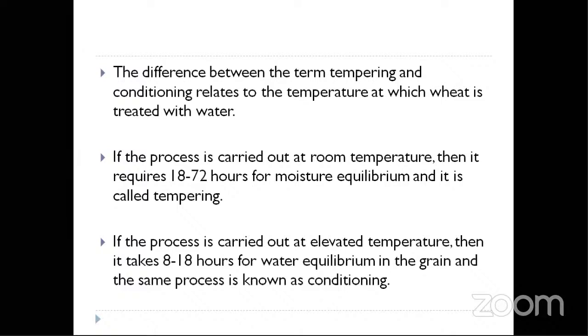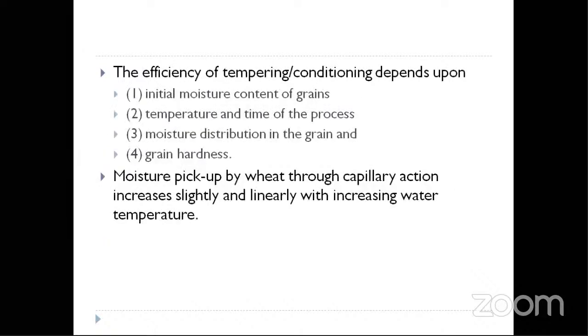And if it is carried out at elevated temperature, then it is known as conditioning. Okay. So this is the basic difference. And the efficiency of tempering or conditioning depends upon four factors. First one, what is the initial moisture content? Then second one, the temperature and time of the process. Third one is the moisture distribution in the grain. And fourth one is the grain hardness.